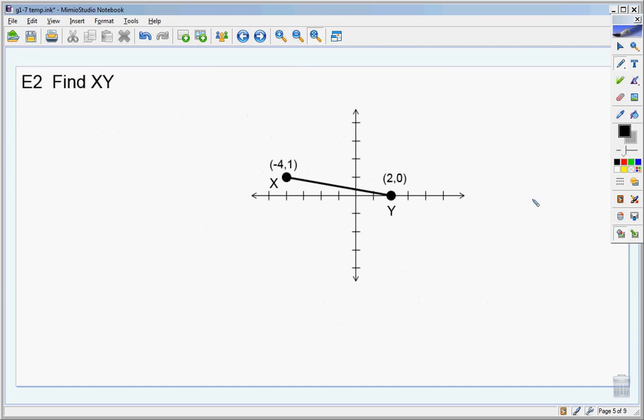Here's the second example then. Please don't take the time to draw the picture. They're asking me to find the distance between x, y. What am I going to write down first? I'm going to write down the ordered pairs, the coordinates, -4, 1 for x, and 2, 0 for y. And I really recommend, until you have the formula memorized, that if you're using the formula, you write it down.